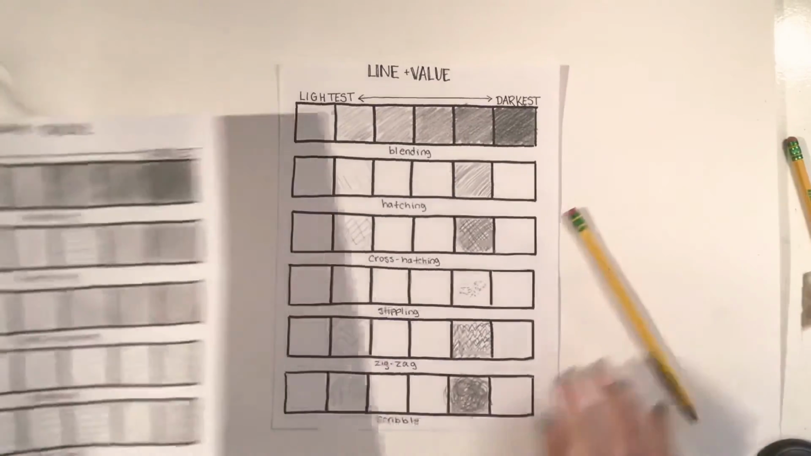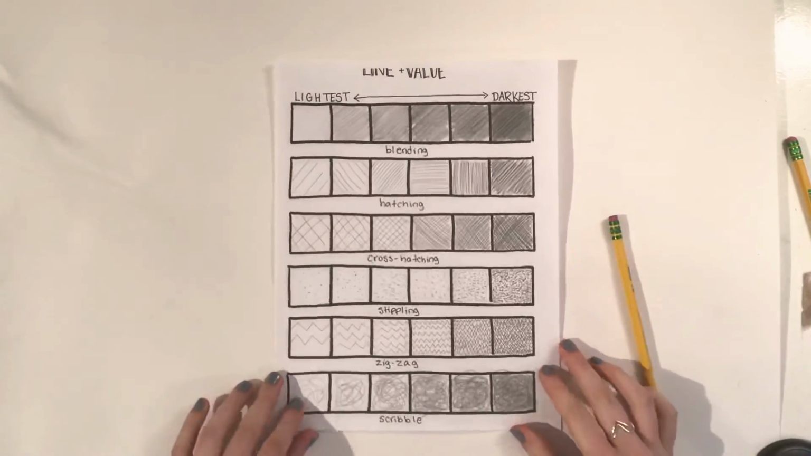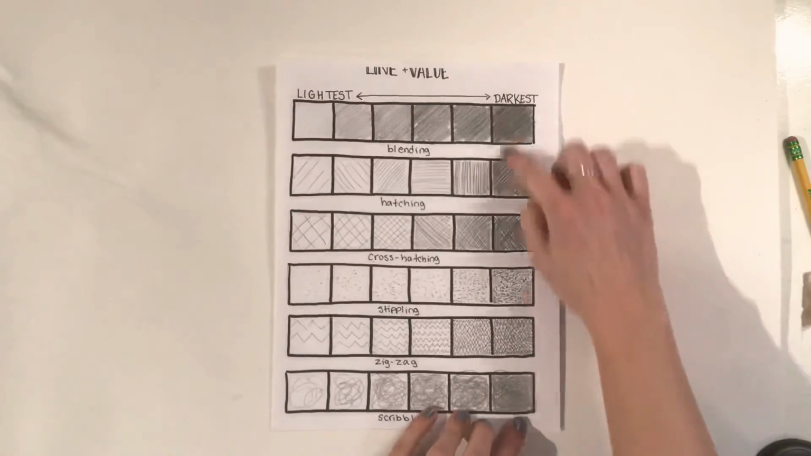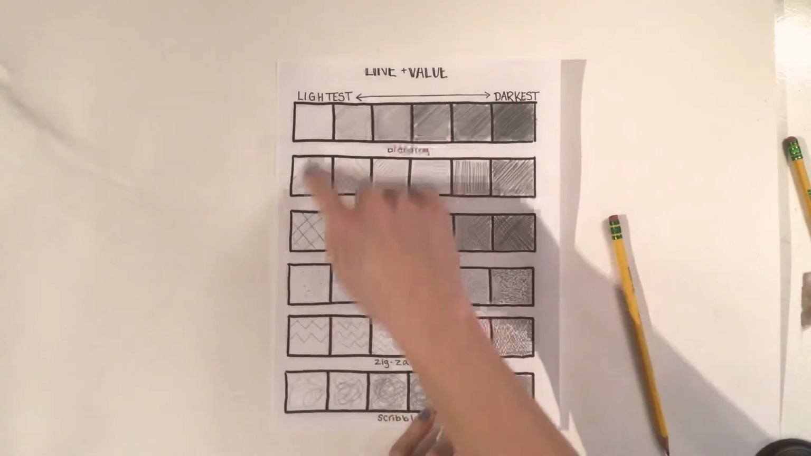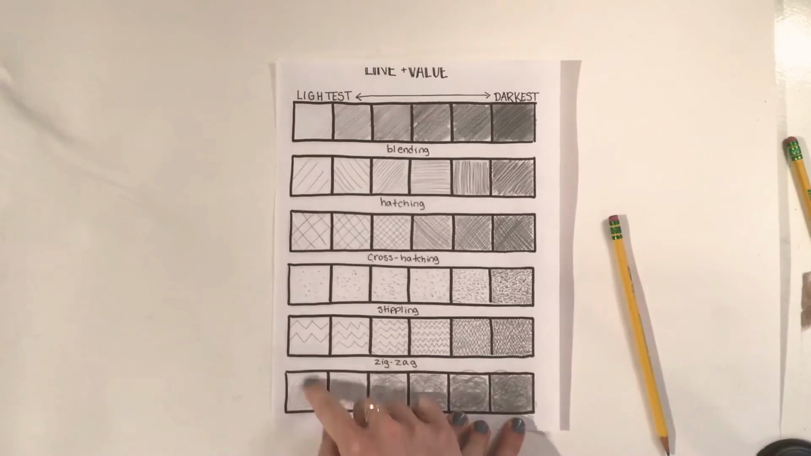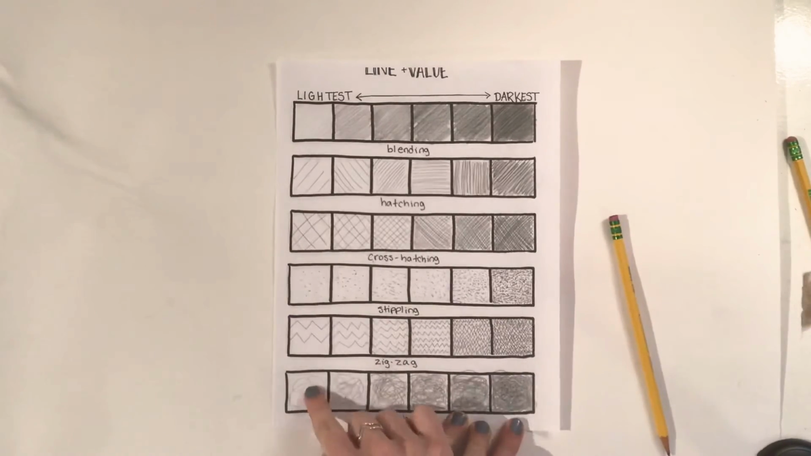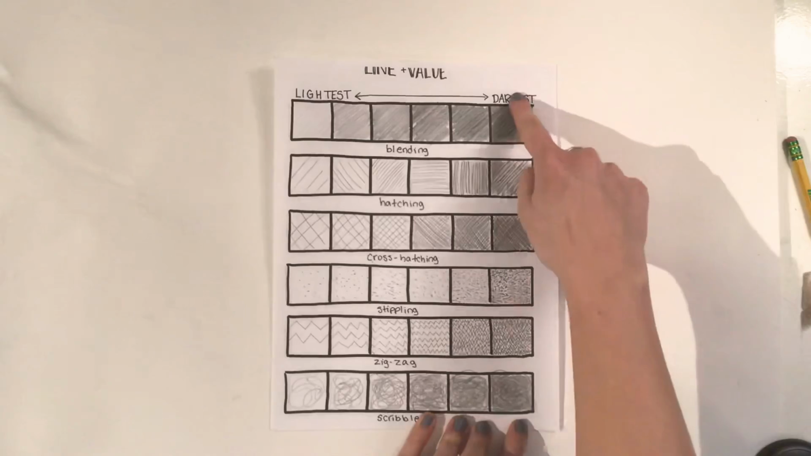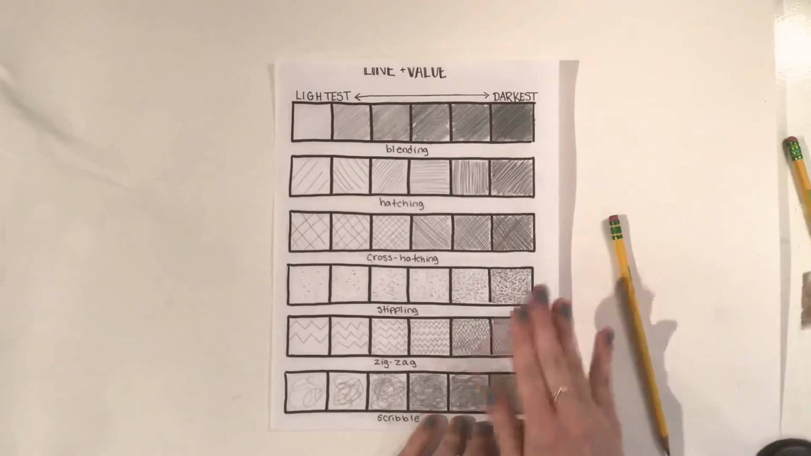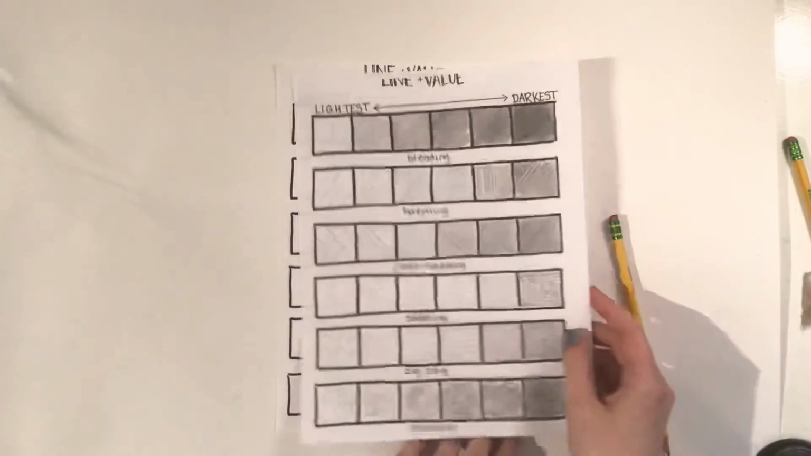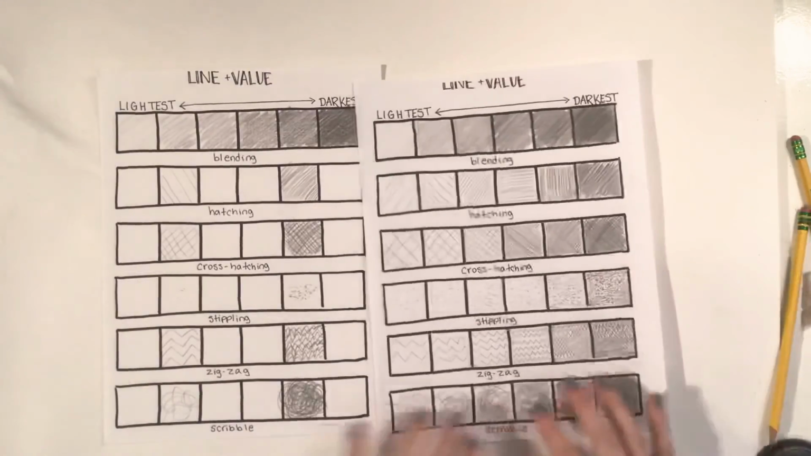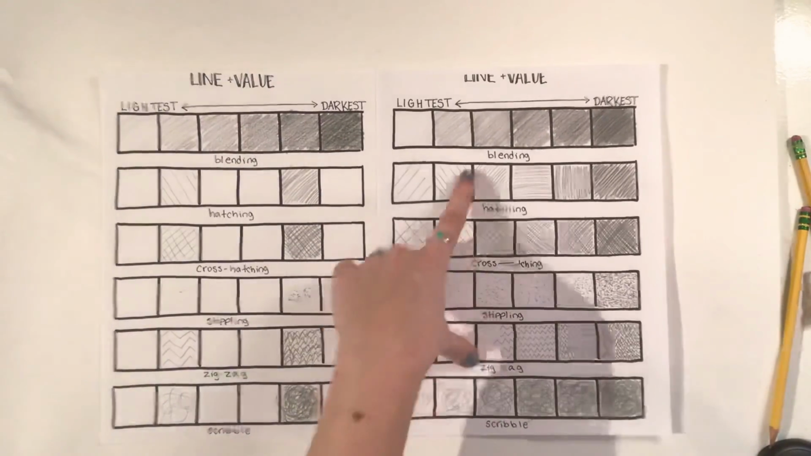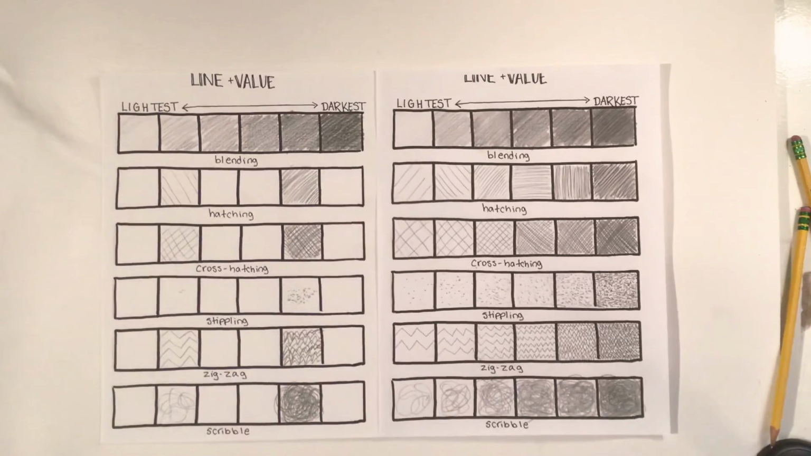So here is my finished line and value drawing. You can see how all of these are so much darker than these here, right? So we can use lines or our pencils to create value. So in your drawing, I would like you to use lines and use at least 2 of these techniques. You don't need to fill out this worksheet unless you want to, but I still want you to use at least 2 of these techniques in your final drawing.